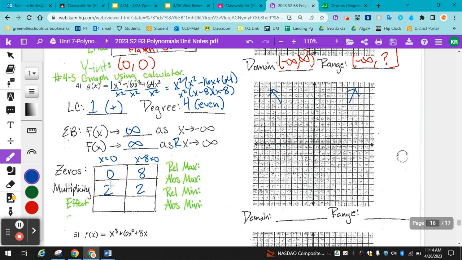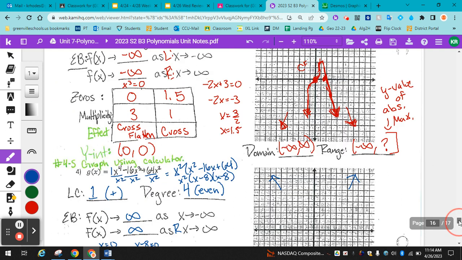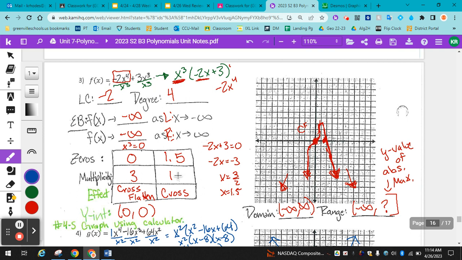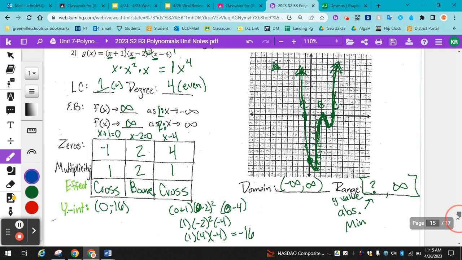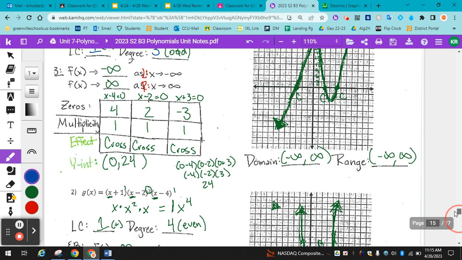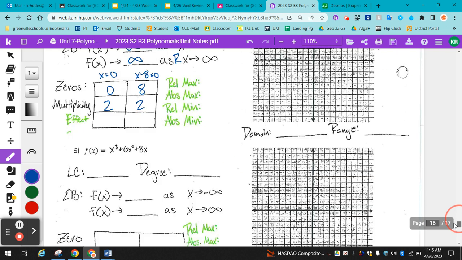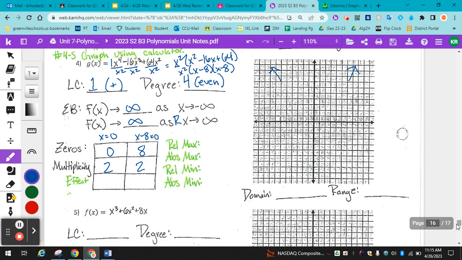A good way to check that you got your multiplicities correct is they should add up to give you your degree on all of these. So even if we go backwards, 3 plus 1 adds up to give me my degree of 4. Keep going backwards. 1, 2, 1, degree of 4. 1, 1, 1, degree of 3. So to check any of the multiplicities, you can see if they add up to give you your degree. That will check your degrees and if your multiplicities are right.